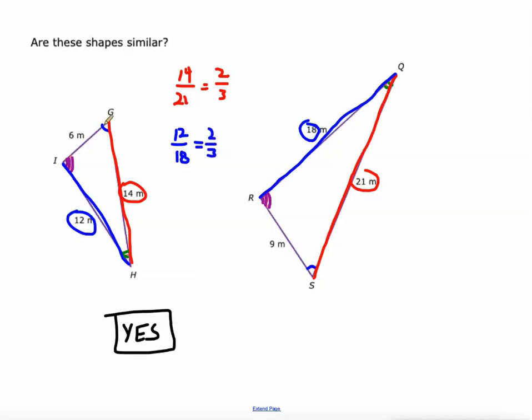And we got one more ratio we can check here from G to I and R to S. That's a ratio of 6 to 9, which is also 2/3. So that's another way to prove they're similar, although it's not necessary, you can just use the angle trick.